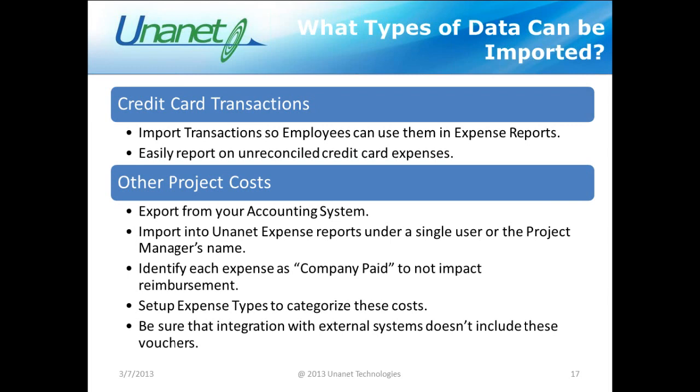If you're interested in implementing something like an other direct costs or other project costs interface, you would need to set up expense types to categorize those costs and to be able to show them in the reports to your project managers so they can easily identify what those costs are. And then you also want to take a look at any integrations that you currently have from Unanet into other systems, your exports from Unanet to those other systems, to ensure that we're not taking out this information and putting it back into your accounting system.